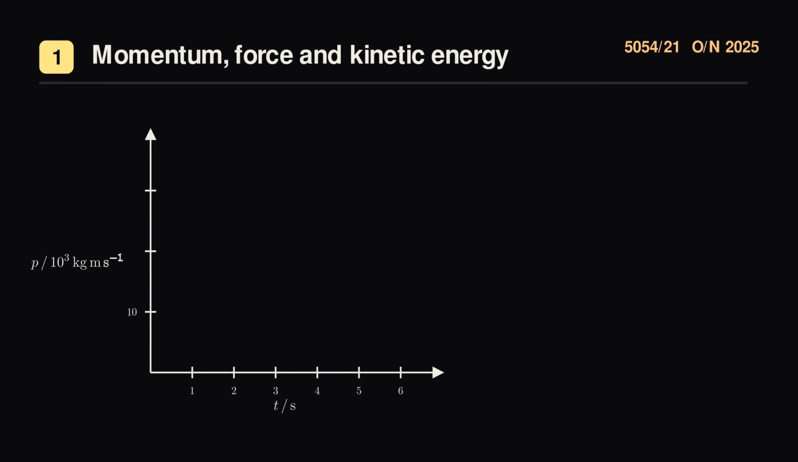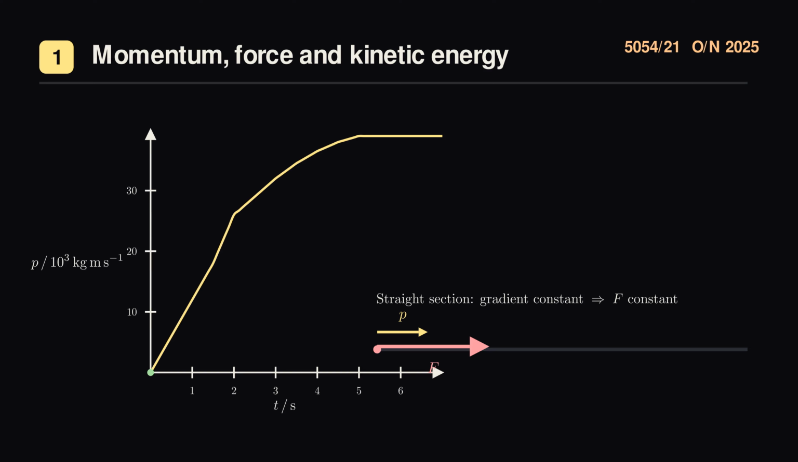A car starts from rest and accelerates. This graph shows how its momentum changes with time. First, watch how the momentum rises quickly at first, then more slowly, and finally becomes constant. Follow the red dot on the graph and the car on the road below.